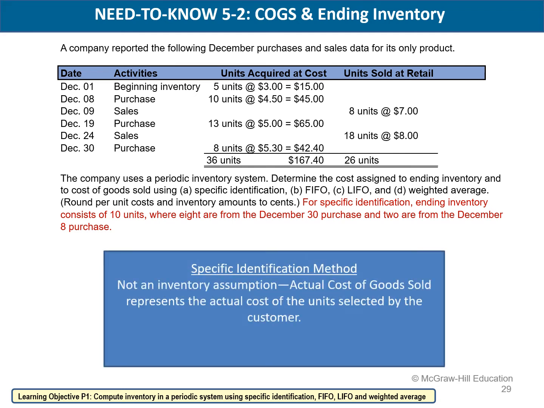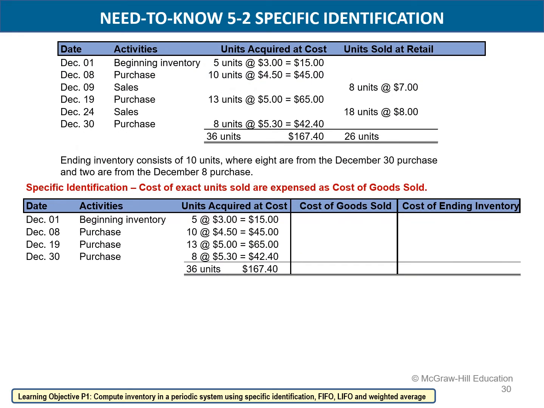So under the specific identification method, actual cost of goods sold represents the actual cost of the units that were selected by the customer. So think like vehicles, motorcycles, large purchases, like houses, purchases like that, okay? All right. So under the specific identification, the cost of the exact units sold are expensed as cost of goods sold. So I think that's what they want us to do here first.